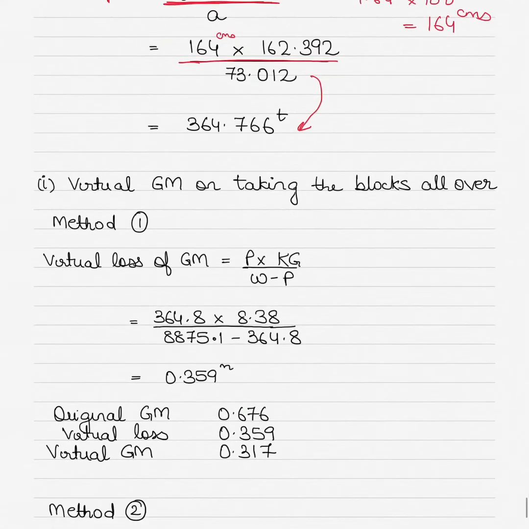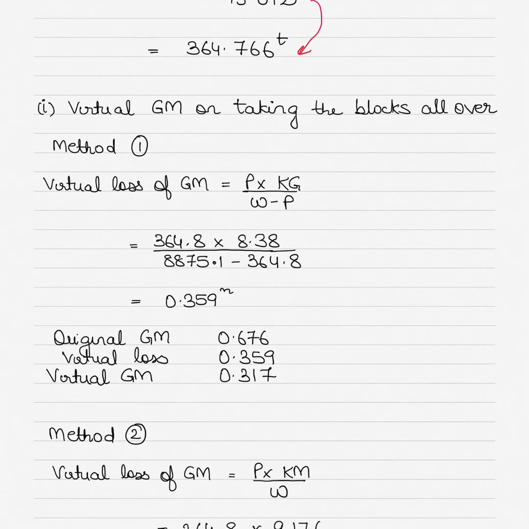Alright. Now once we got the P value, we can start calculating the first part of the question. The first part of the question required us to calculate the virtual GM on taking the blocks all over. That means, what was the virtual GM? Because we assume that there is a virtual loss of GM, right? As soon as the vessel touches the block, we assume a discharging operation has taken place, because a part of that vessel's weight gets transferred to the block. And as a result, the center of gravity moves upwards and the GM is reduced. So we call it the virtual GM, because the loss of the GM is virtual, it's not real.